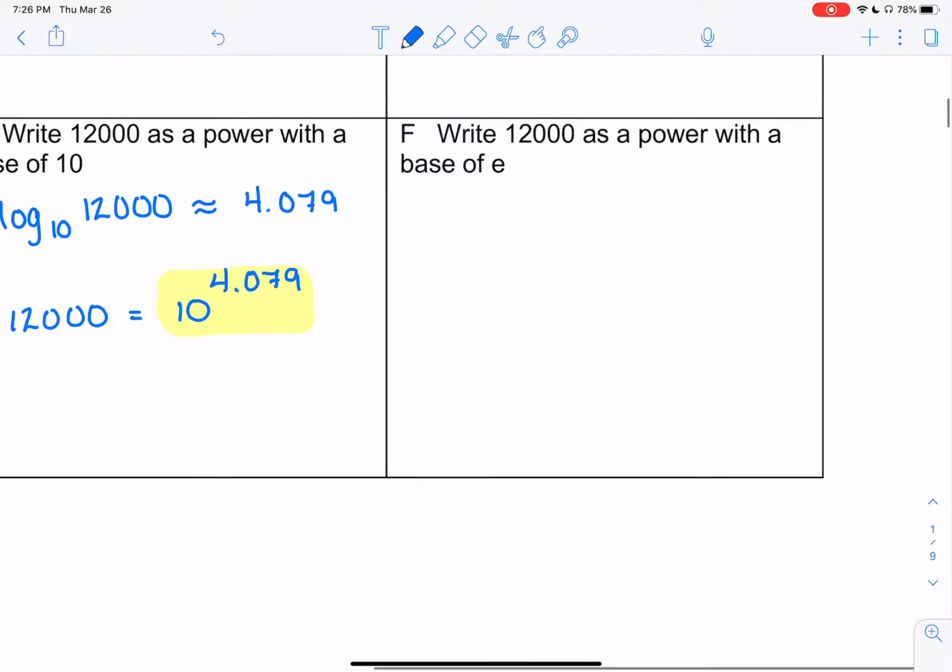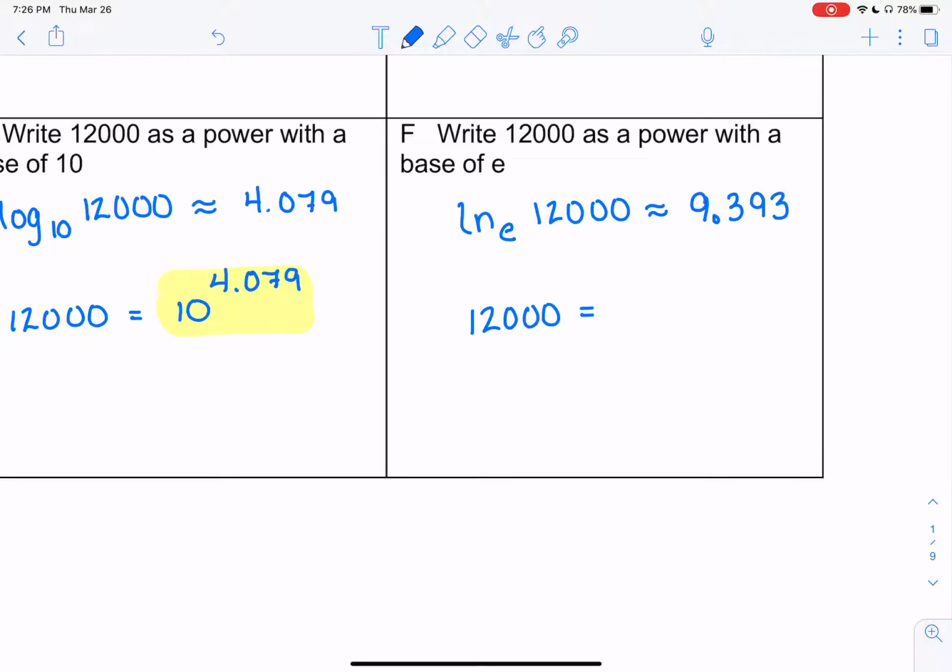Then one more time we do 12,000, but with a base of e. For this one, we're using our natural log that has a base e, and we're typing in 12,000. Type that in your calculator. You should get something close to 9.393. So that means 12,000 is equal to e raised to 9.393. That is the solution we're looking for.